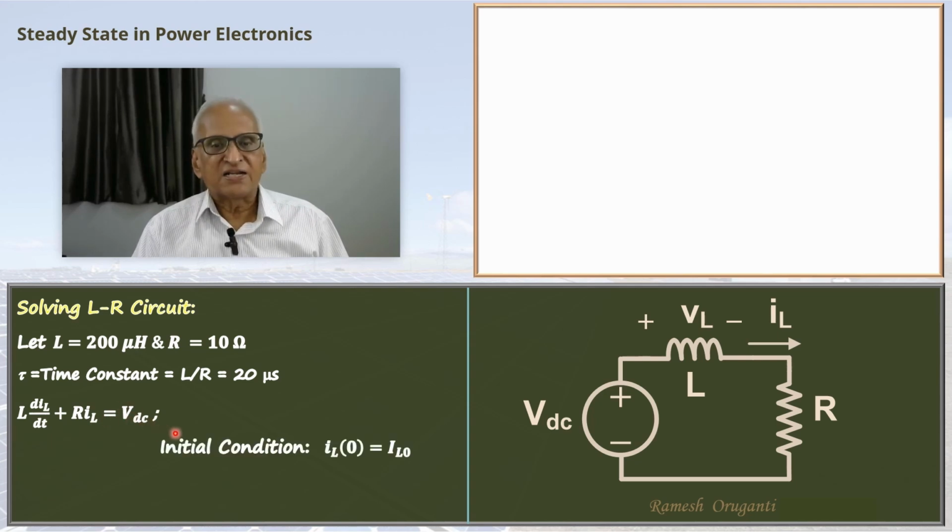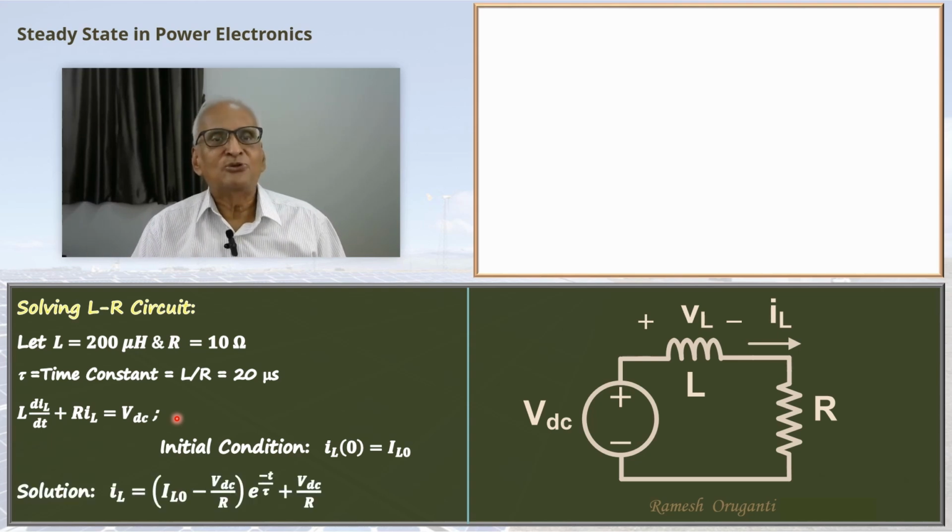The initial current is taken to be IL0, some constant value. At time equal to 0, we assume that the inductor has a current of IL0 already. Now this equation can be solved in various different ways. You can use Laplace transform, you can use homogeneous solution and particular solution method. So I will give you the final solution in here, which I assume many of you will know.